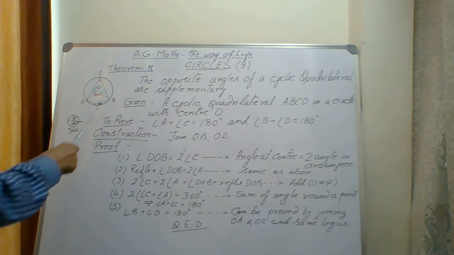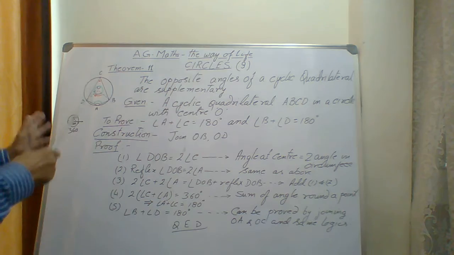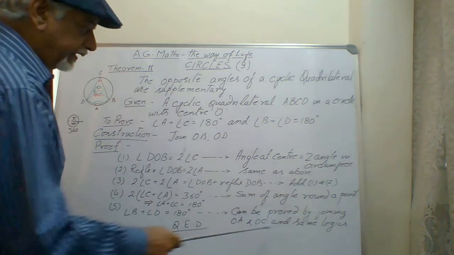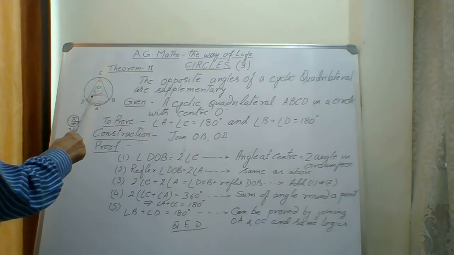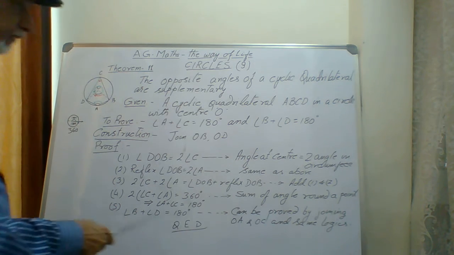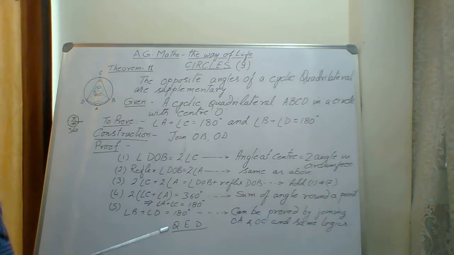Similarly, we can prove it for angle B and angle D, which is not possible in this figure. You have to change the figure. What will be the new figure? It can be proved by joining OA and OC. If you join OA and OC instead of OB and OD, then we can prove the other part, that angle B and angle D sum to 180 degrees.